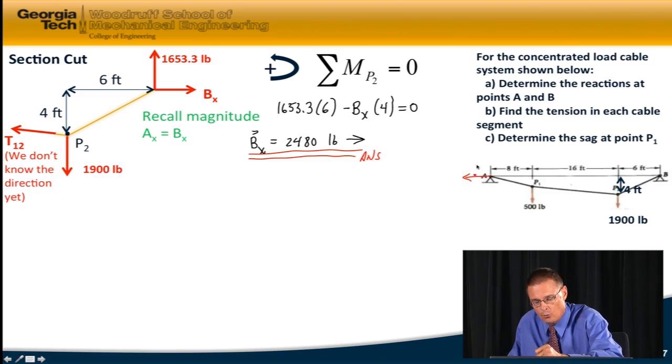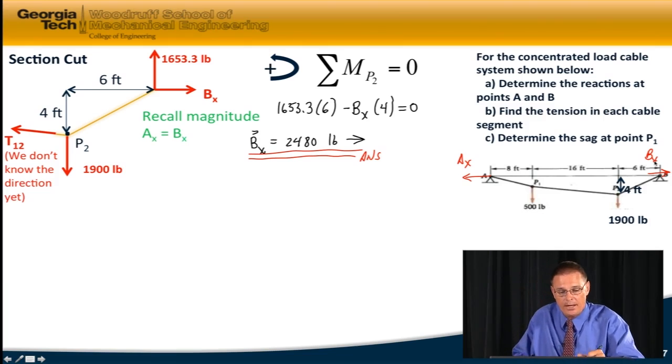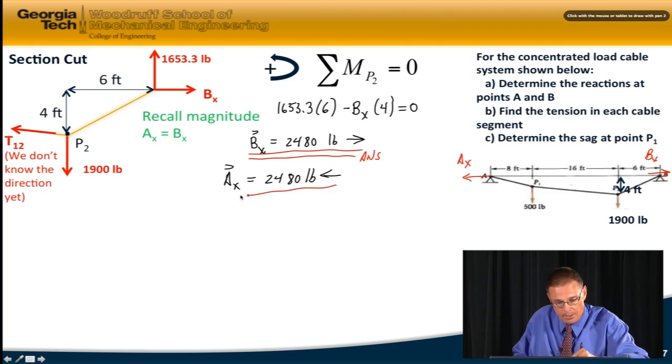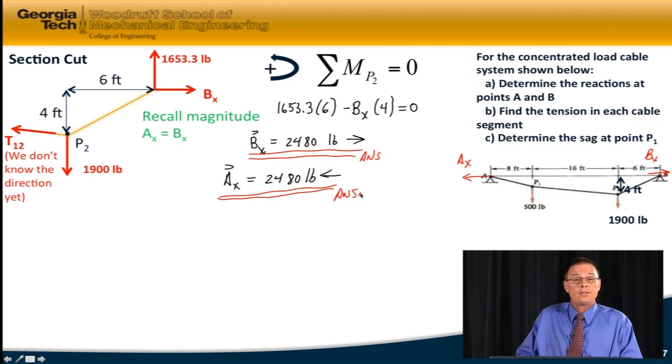I know on my overall free body diagram I had picked AX to the left and BX to the right. Since AX equals BX, AX in this case will be 2,480 pounds to the left. And so I have all the external reactions at points A and B.